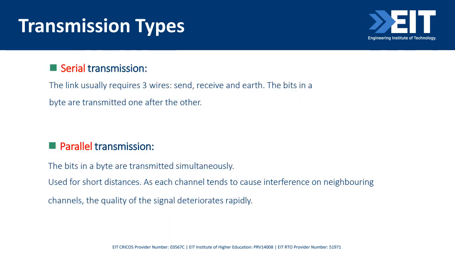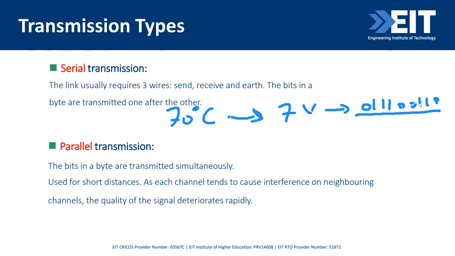Now, the type of transmission, how data will be transmitted. Now, the information that we have, like if I'm measuring temperature and this temperature is 70 degrees Celsius. First thing in our sensors in general, it's converted to some voltage. Let's say it will be converted to 7 volts. Then it will be converted to binary. Let's say it will be converted to something like this. Okay, 8 bits, 16 bits, etc. This is the data that will be transmitted on the digital network.